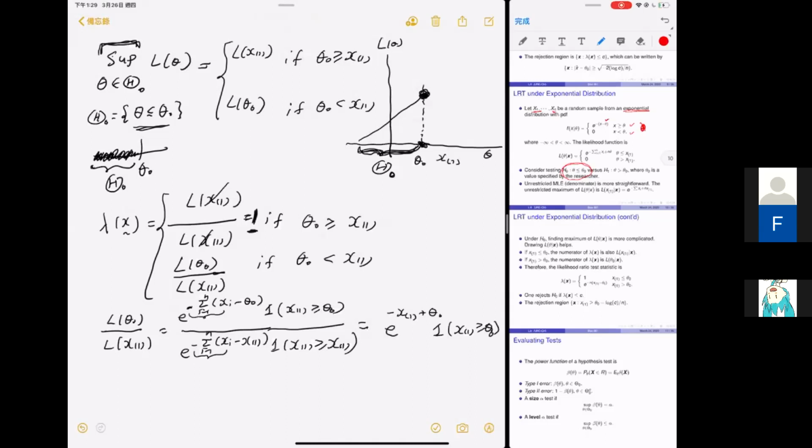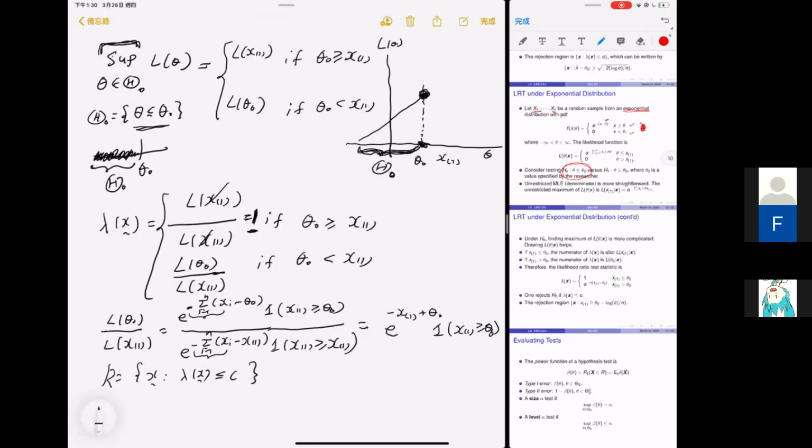Okay, good, great. So that means you are finding the LRT. Again, you could write down the likelihood function, but I'm sorry, write down the critical region. Right, write down the critical region. The critical region would be what? Lambda x smaller than c.